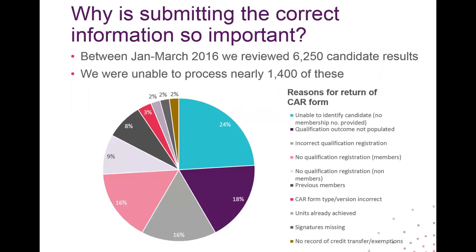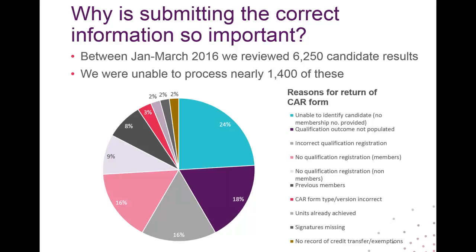As results are processed directly from the information submitted on the CAR form, it's essential that the information you provide is accurate and matches the candidate information on CIPD's database. Our small student administration team reviewed over 6,000 candidate results in the first 3 months of 2016. Ensuring that the right information is submitted first time round really helps to ensure that candidate results can be processed swiftly. In particular, it's really important to ensure that the qualification listed on the CAR form matches the qualification that the candidate has been registered on.